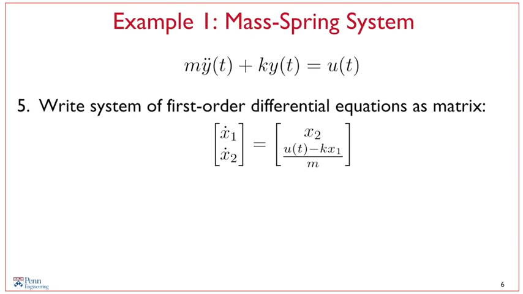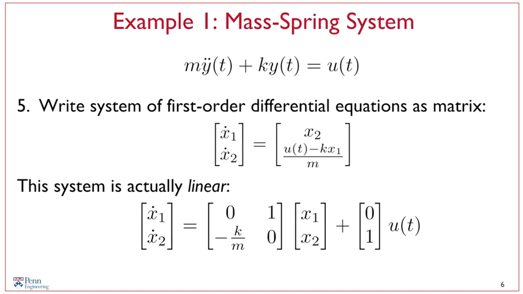We see that because k and m are constants, the system is actually linear in the states and input. As a result, we can write the equations in the following manner. We see that this equation is in the form x dot equals Ax plus Bu, which is the general form for a linear state space equation. Again, the matrix equation is linear in the states x and the inputs u.